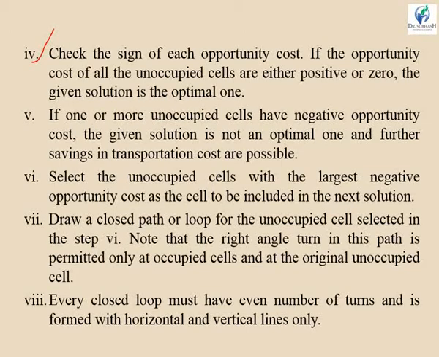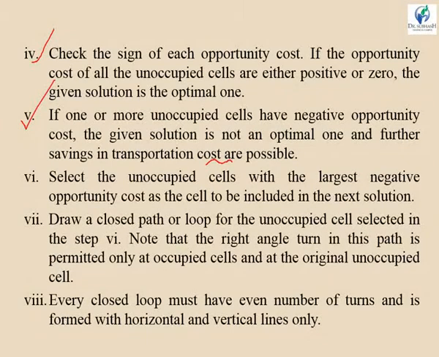You can know that you have reached the optimal solution if all the opportunity costs of the unoccupied cells are either 0 or positive values. So if the values you have obtained are 0 or positive, then you have reached the optimal solution for the given problem. That is this fourth step. Now if one or more unoccupied cells have negative opportunity cost, then the given solution is not optimal, and further savings in the transportation cost are possible. So this is a very important step.